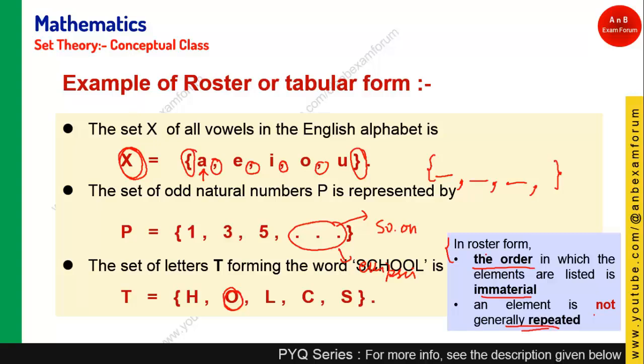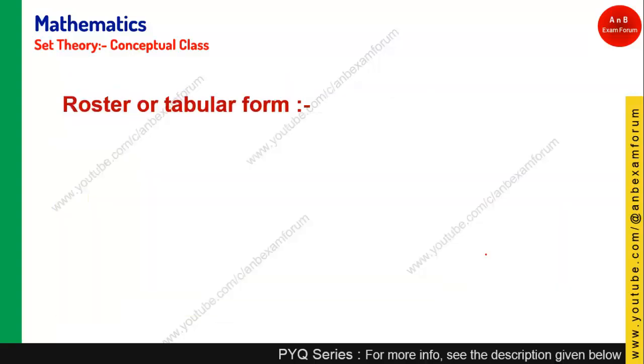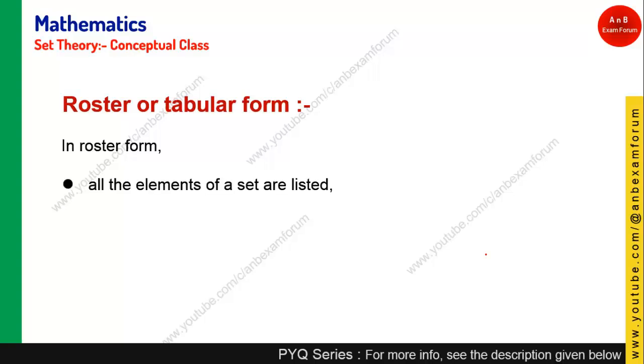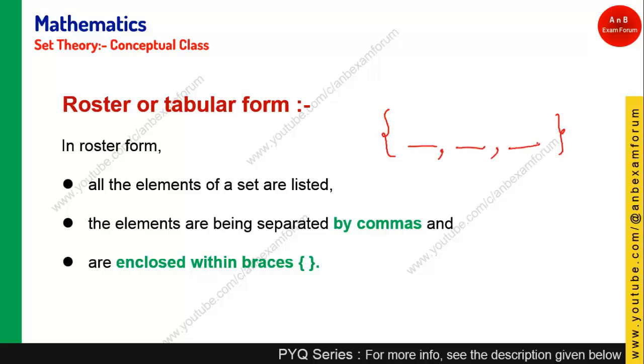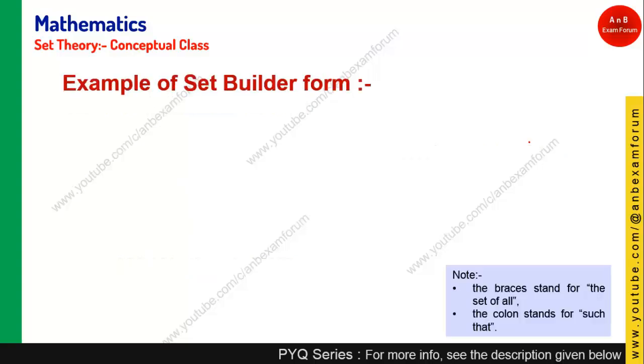Coming to the definition, in roster form all the elements in the set are listed, all the elements are separated by commas and enclosed within braces. So these are the braces and the elements are separated by commas. Understood this form? Let's see the next form, that is set builder form.